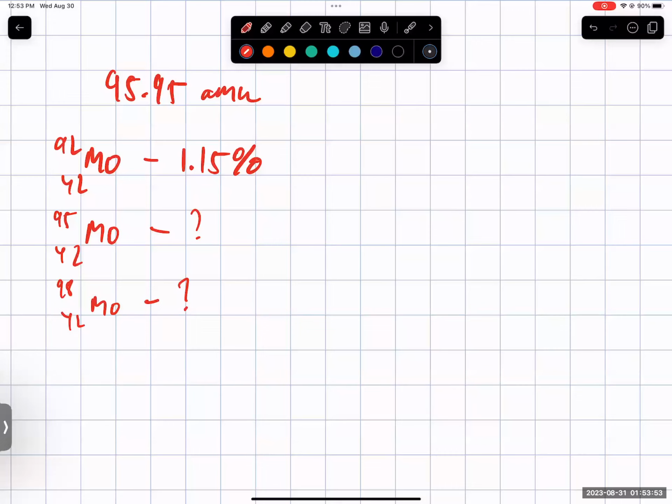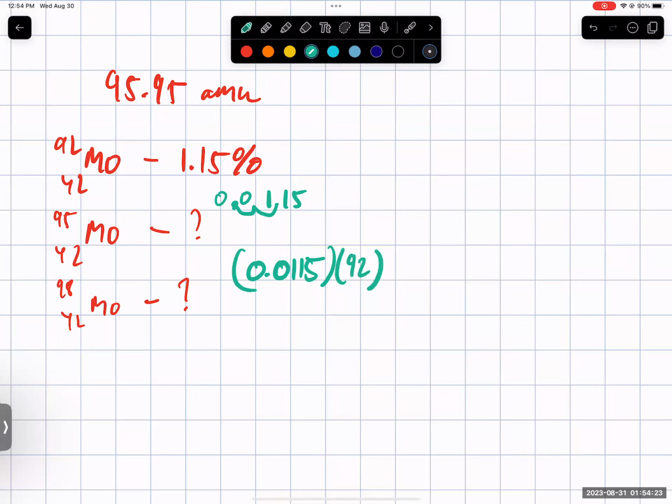So our weighted average, what I'm going to do is set up an equation. So 1.15 as a percent is kind of difficult to work with. So I'm going to convert it into a decimal. So to do that, I'm going to move this basically 2 decimal places to the right, 2 points to the right, and I get 0.0115. Then I'm going to multiply that by the atomic mass of our isotope here, which is 92. Again, this is just a weighted average. This is generally what it looks like.